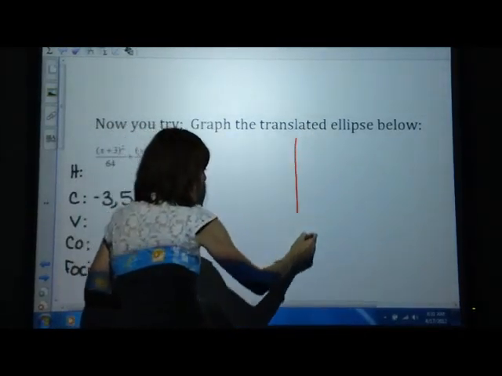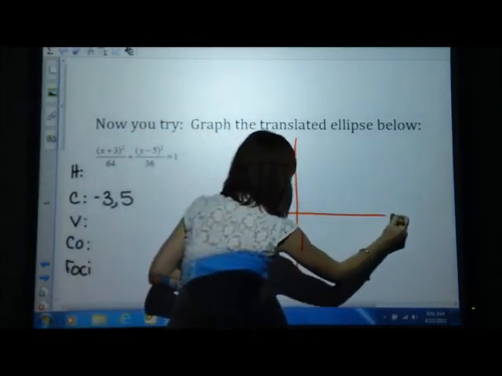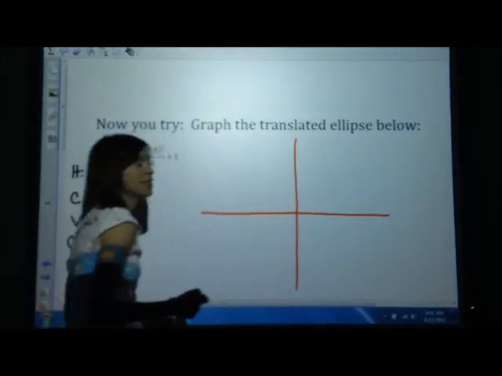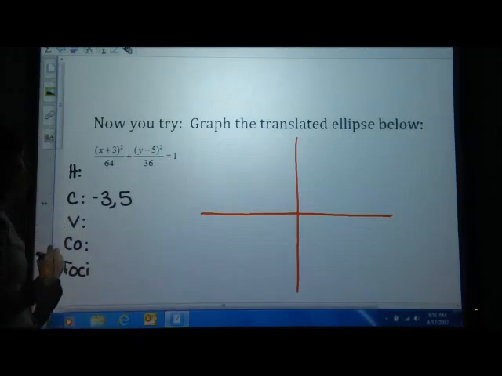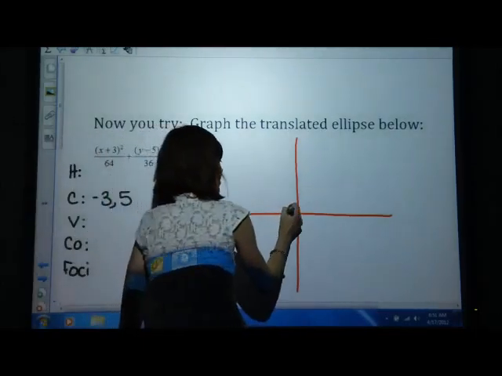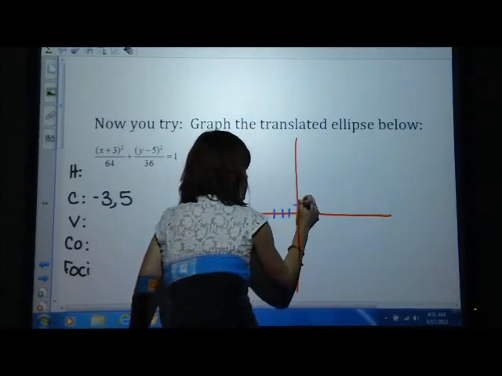So I'm going to draw my graph for myself to make this easy. And again, this isn't the only way to do this. I just like looking at a picture of it because it helps to kind of move around. All right, so I'm going to plot my center at (-3, 5).